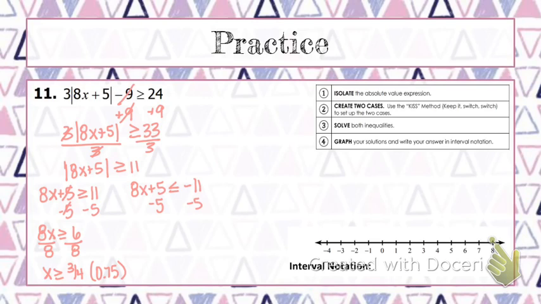Okay, over here we're going to do the same thing. 8x is less than or equal to negative 16. Divide both sides by 8, and we get x is less than or equal to negative 2. So let's graph it.